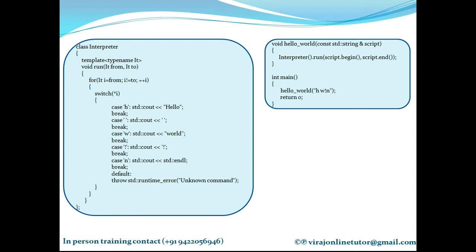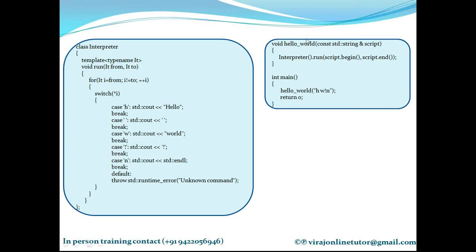So interpreter is a design pattern which tries to understand your sentence. What this pattern is doing here is trying to understand the sentence that I have given. I have an interpreter pattern here, and I have a run function. It iterates through the string that you are passing in, and if a particular character is H, it prints hello. If it is a single space, it prints a single space. If a character is W, it prints world. If it is exclamation, it prints the exclamation symbol. If it is N, it prints a new line character.